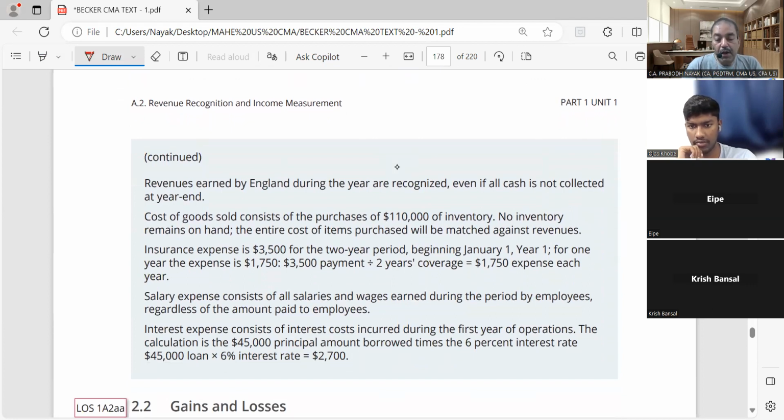Revenues earned by England during the year are recognized even if all cash is not collected. Why? Because we are going on the mercantile system. Mercantile system means accrual system. We have the cash system, we have the mercantile system, and we are going on the basis of the mercantile system. Cost of goods sold consists of purchases of 1,10,000 of inventory. No inventory remains on hand. Entire items which were purchased are sold. Insurance expense is 3,500 for a 2-year period. So we divided that by 2 years, and each year we get 1,750. So they have explained the calculation of expense and income.